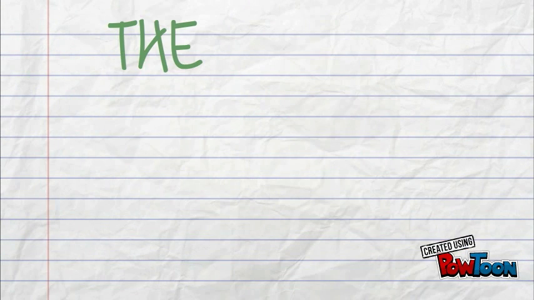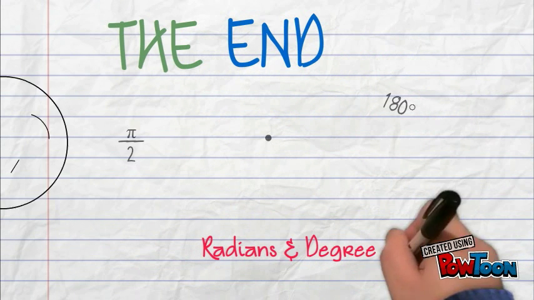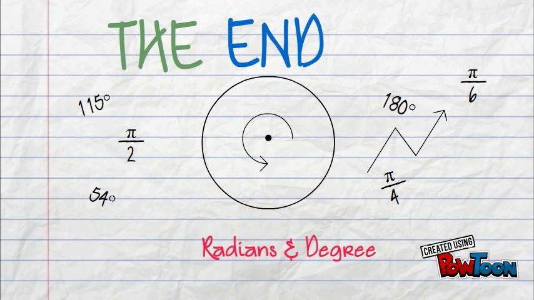So with those 4 examples, that concludes the lesson on converting radians to degrees and degrees to radians.